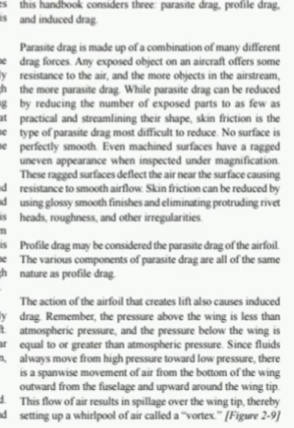The action of the airfoil that creates lift also causes induced drag. Remember, the pressure above the wing is less than atmospheric pressure. The pressure below the wing is equal to or greater than the atmospheric pressure. Since fluids always move from high pressure toward low pressure, there is a spanwise movement of air from the bottom of the wing outward from the fuselage and upward around the wingtip. This flow of air results in spillage over the wingtip, thereby setting up a whirlpool of air called a vortex.